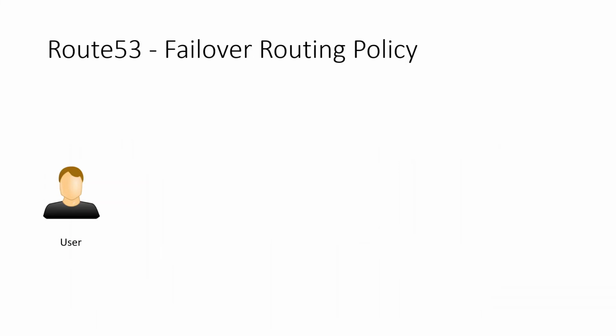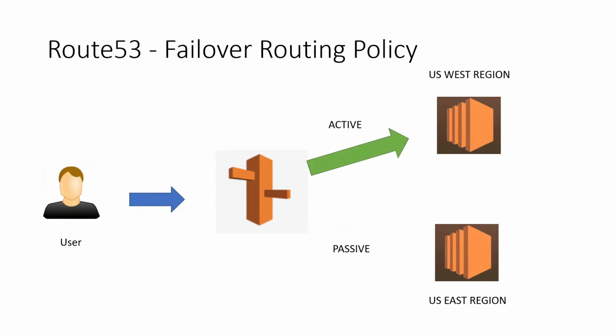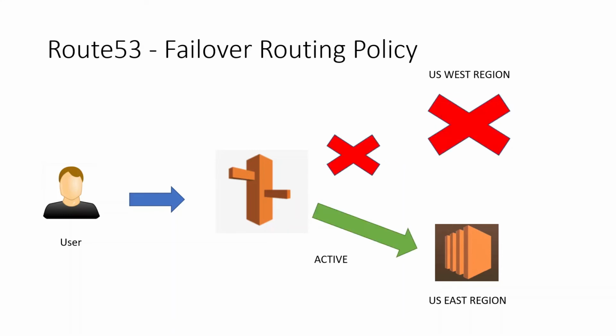Next is a failover routing policy. So let's say we have a user hitting the same website, it goes to Route 53, and Route 53 redirects it to US West region. Everything is working fine. For some reason, let's say US West region goes down. In this case, Route 53 will redirect to US East region, and that becomes active. So in case of failover, Route 53 would redirect the request to the other active region.